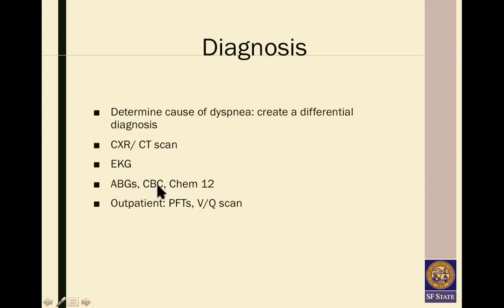ABGs, CBC, and Chem 12 to look at all your electrolytes and find out your PCO2, CO2, and your pH. And then sometimes in the outpatient setting, so we don't do this really inpatient, pulmonary function exams and VQ scans, and those we really do for some patients we know have pulmonary hypertension and long-term chronic lung issues. But we don't in the hospital when they come in acute stages and they're dyspneic. You're going to do the 3 above.